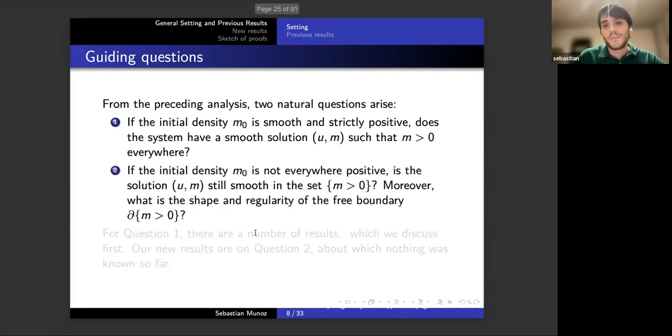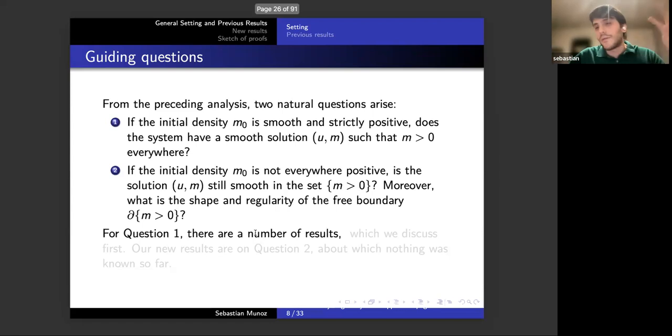And the second question is, if the initial density is not everywhere positive, so the players are not occupying the whole space, is the solution still smooth in the set where m is positive? Maybe there are some issues when m goes from being positive to being zero, but is it still smooth where m is positive? Furthermore, in this situation, what is the shape and the regularity of the free boundary? By the free boundary, I mean the interface where the density goes from being positive to being zero. So these are two natural questions that we get from this analysis.